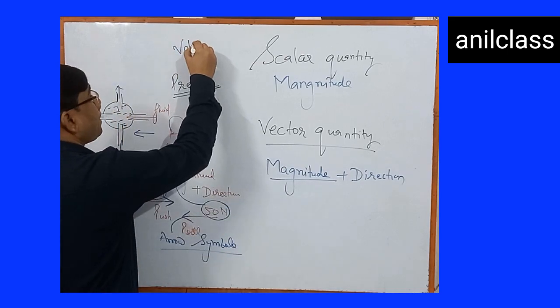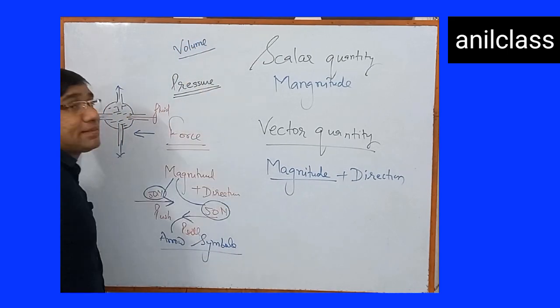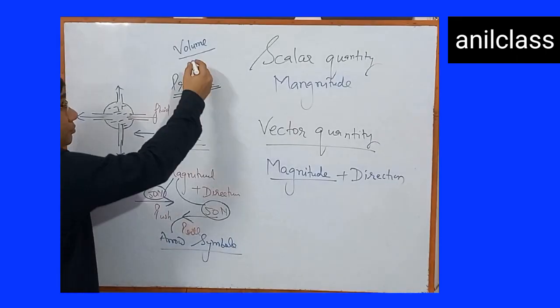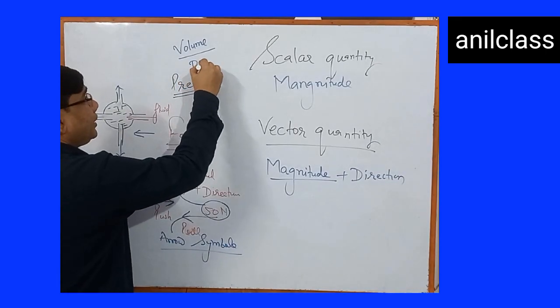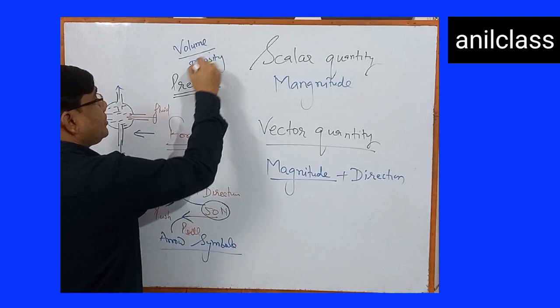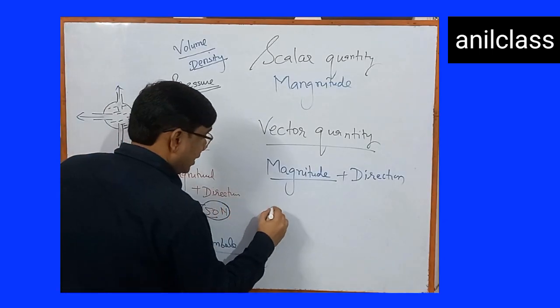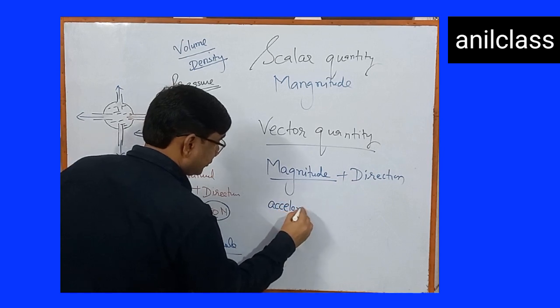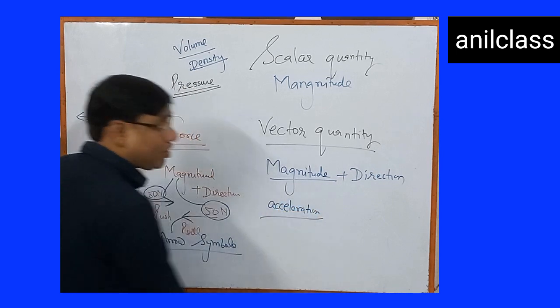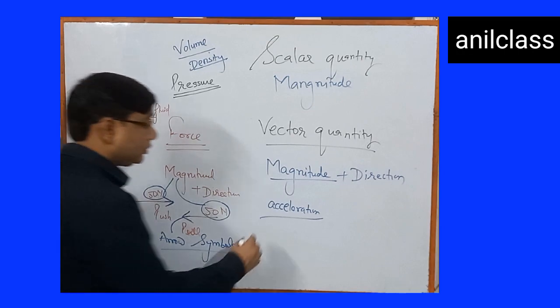Volume is a scalar quantity. Density is a scalar quantity. Force and acceleration always need magnitude plus direction.